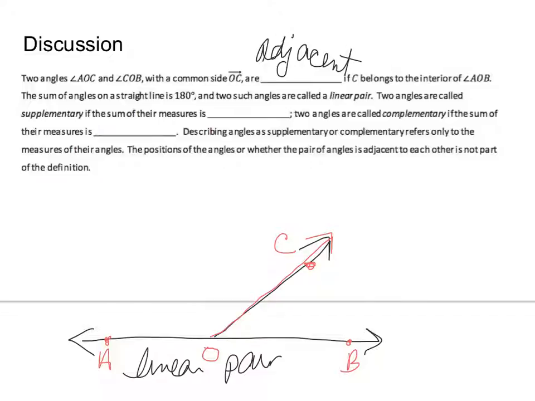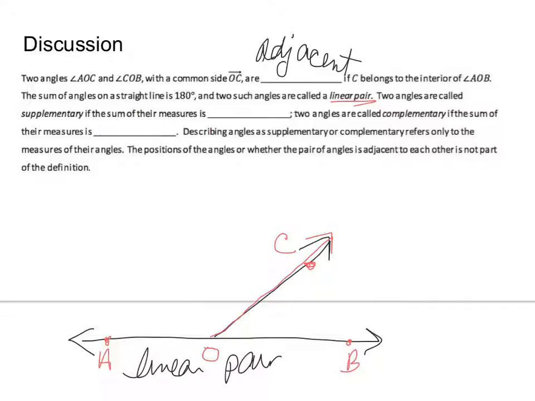If C belongs to the interior of AOB. And here we have AOB is a straight angle, so C belongs to the interior of AOB. The sum of the angles on a straight line is 180 degrees, and two such angles are called a linear pair. It's a very important vocabulary word.